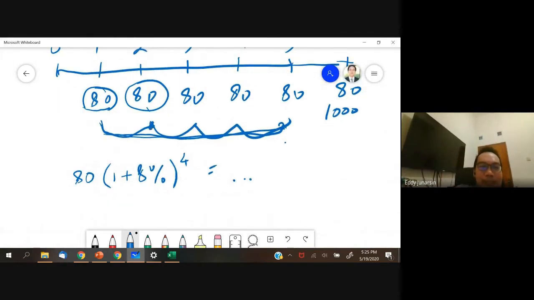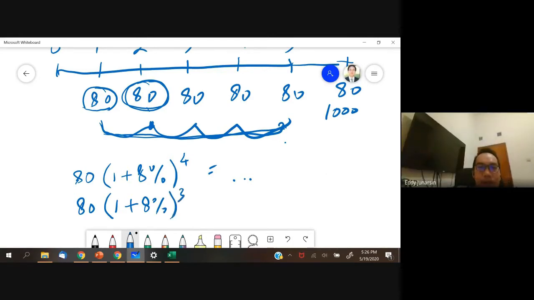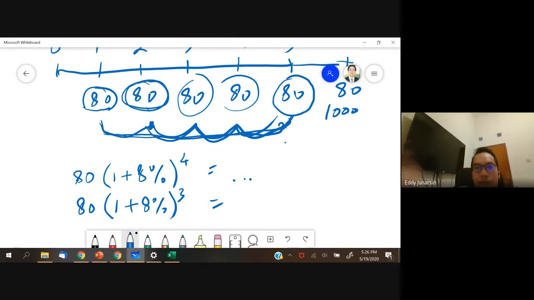One more example here, this one. What is the future value? 80. Multiplied or divided? Multiplied with 1 plus the market rate, 8%, to the power of 3. Yes, very good, right? 1, 2, 3. And then this one to the power of 2, to the power of 1, and to the power of 0. Because this one doesn't move anywhere, so to the power of 0, right?